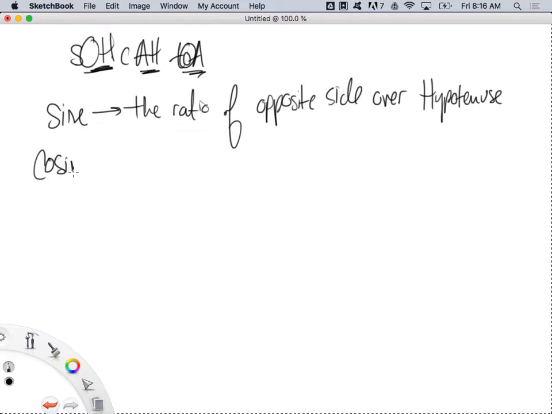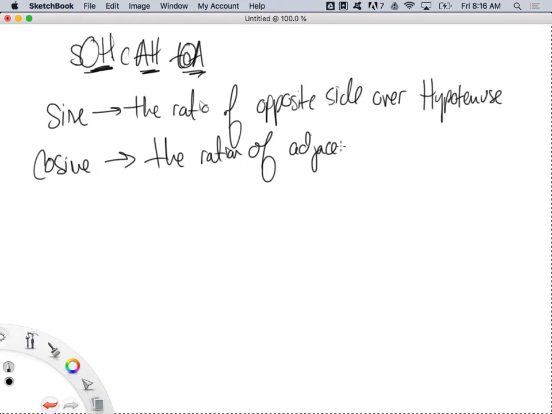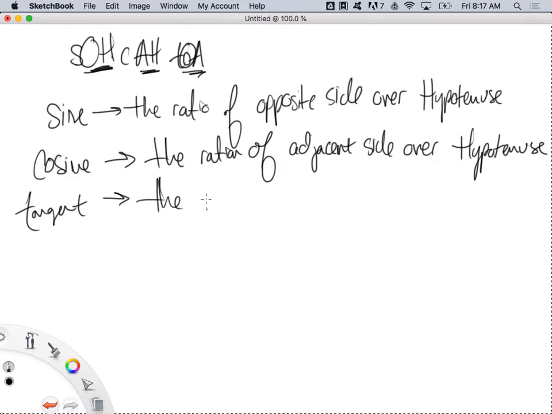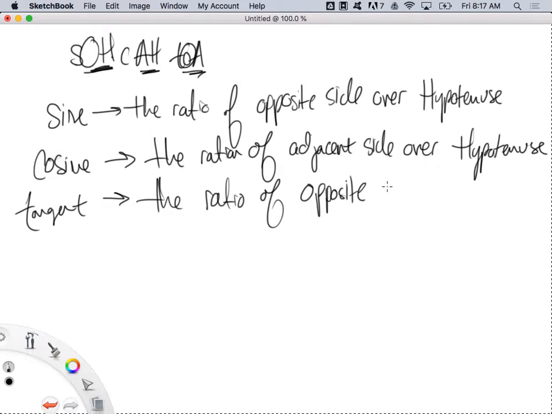Okay. What's cosine? The ratio of what? Adjacent over. Very good. The ratio of the adjacent side over the hypotenuse. Okay. And what about tangent? The ratio of what? Opposite over adjacent. Opposite side over adjacent side. Just like that.